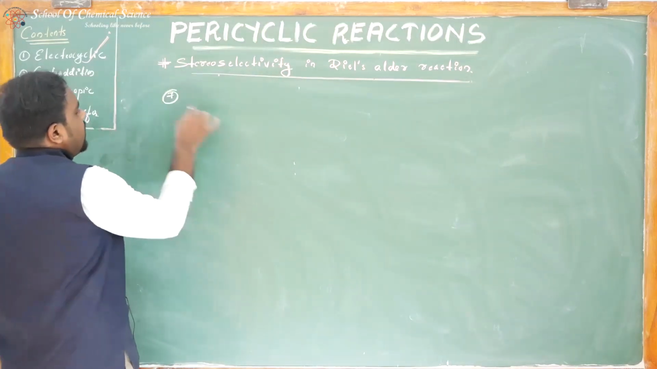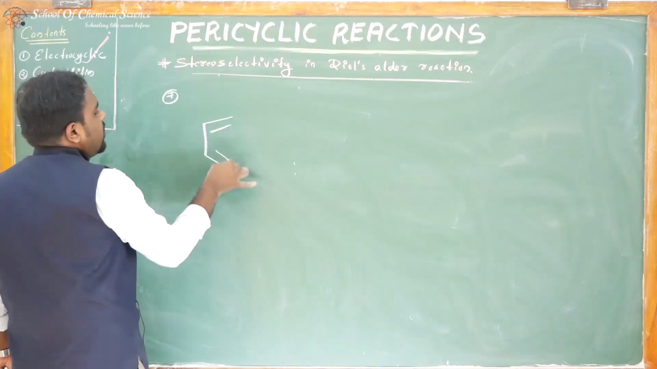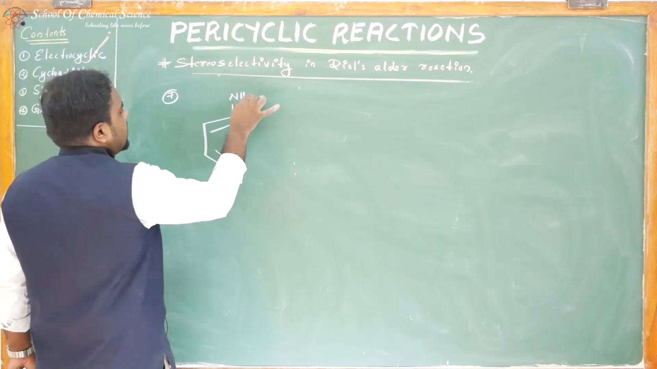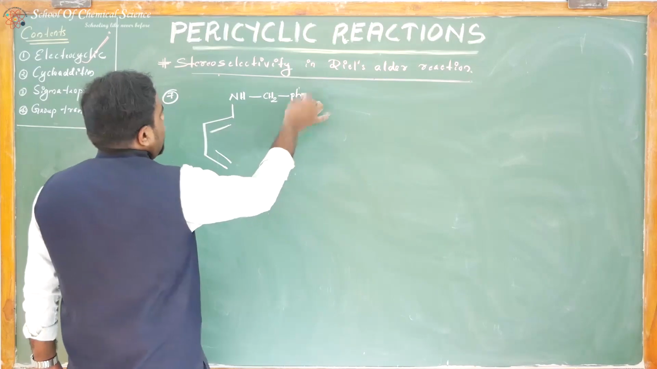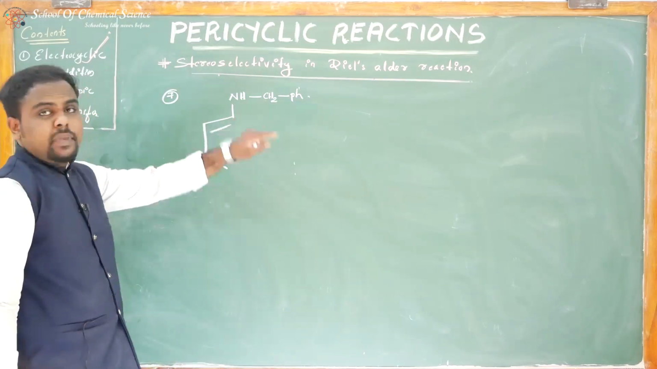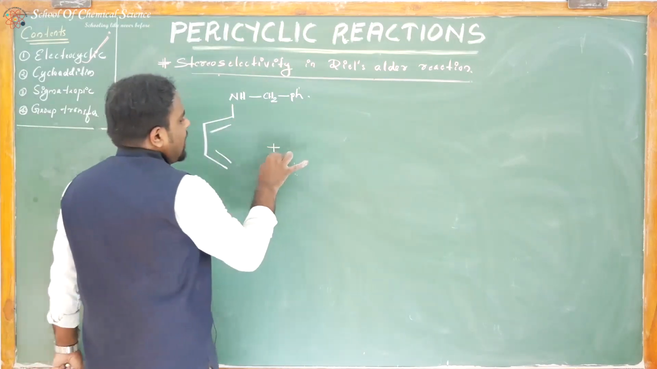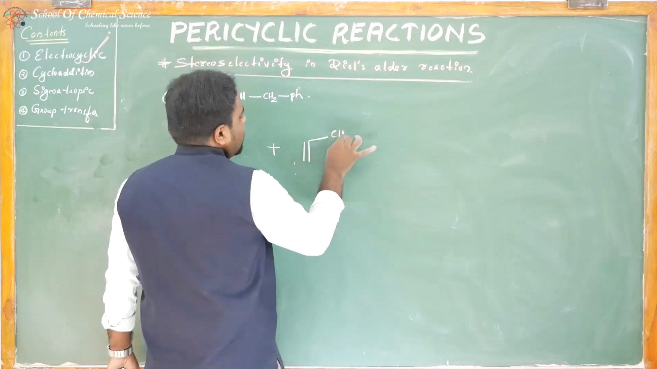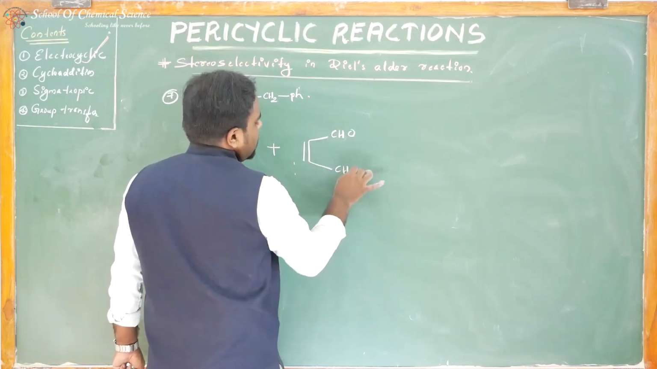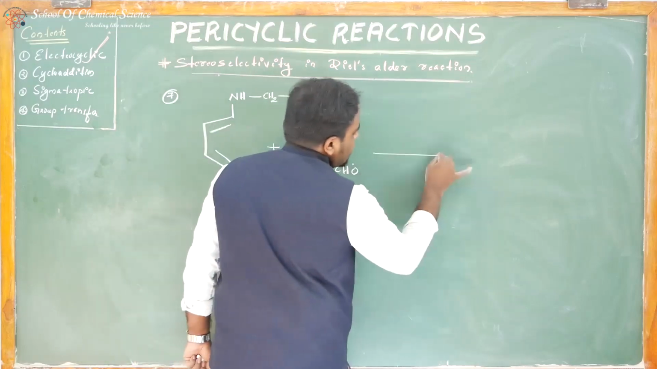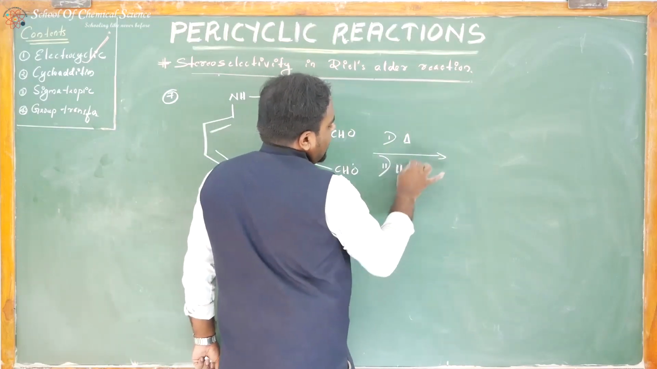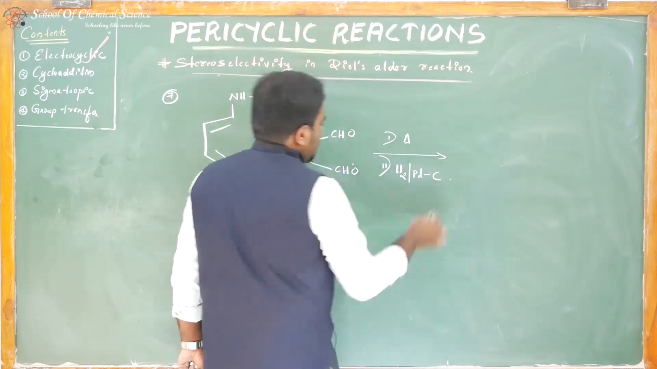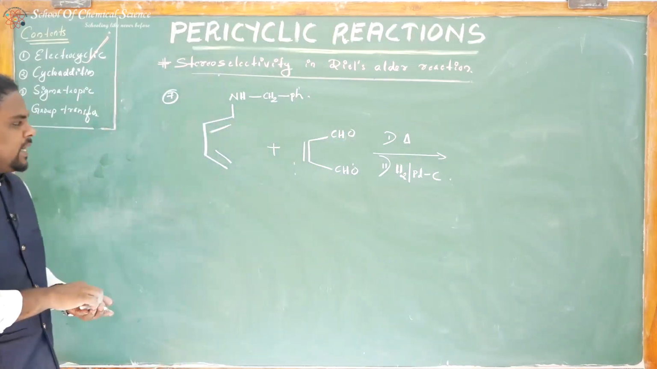A diene is there, with a double bond and NHCH2Ph. NHCH2Ph is called NHBn. Plus a dienophile is there, CHO. This is the dienophile. First condition, thermal condition. Second condition, H2, Pd/C.